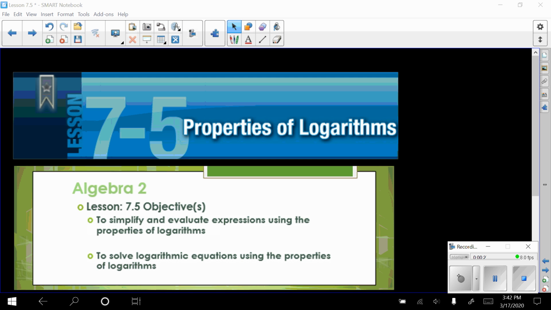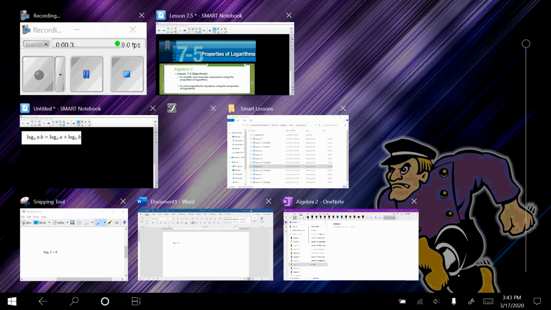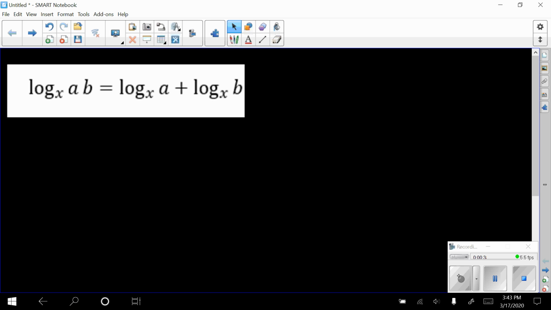So before we actually start doing some problems with these properties, we're going to prove them first. I know how much you guys love proofs, but I think that it would be in our best interest if we prove them first before we just start using them.